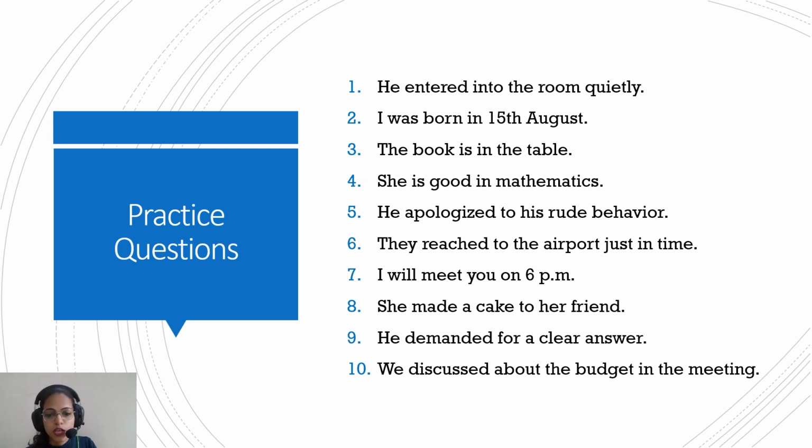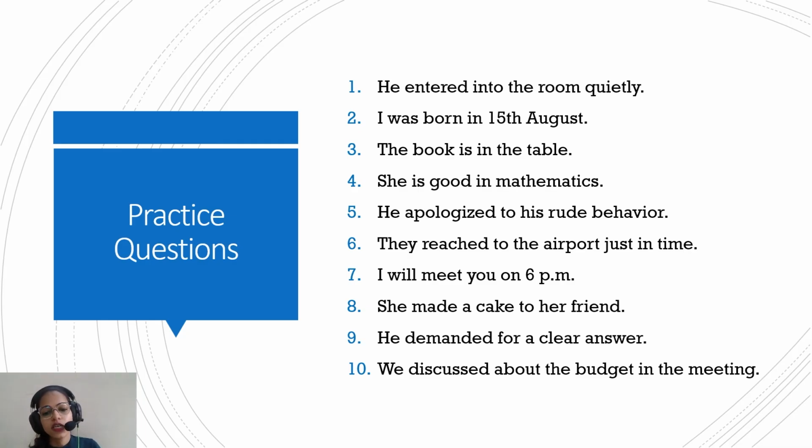"They reached to the airport just in time." "Reached" itself is a transitive verb, so we do not need the preposition "to". They reached the airport just in time. "I'll meet you on 6 p.m." No, when we're talking about a specific time, we use "at". I'll meet you at 6 p.m. "She made a cake to her friend." She made a cake for her friend. We use "for" in this case.